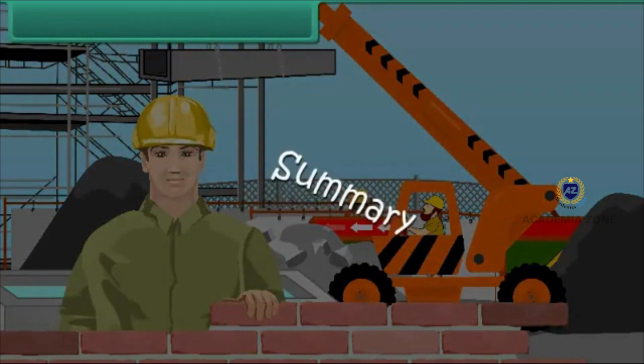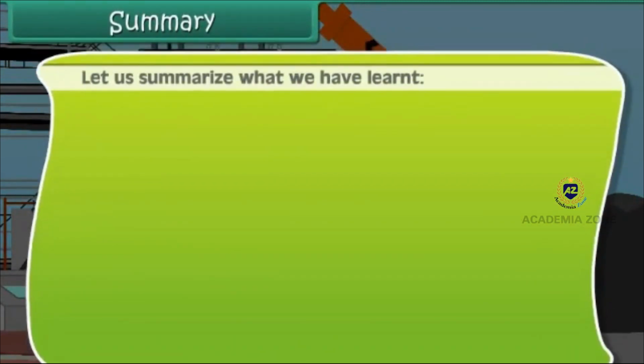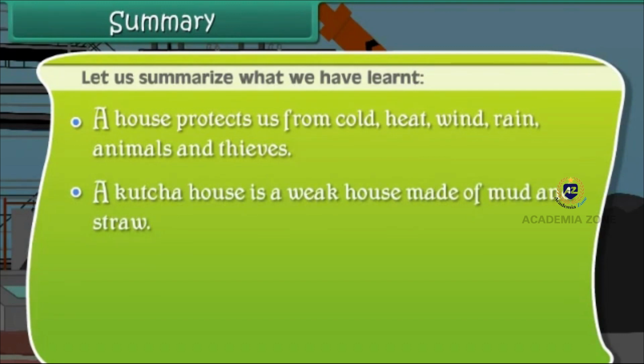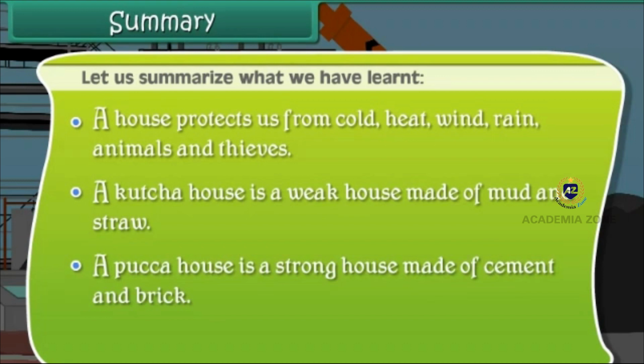Summary. Let us summarize what we have learned. A house protects us from cold, heat, wind, rain, animals, and thieves. A kacha house is a weak house made of mud and straw. A pakka house is a strong house made of cement and brick.